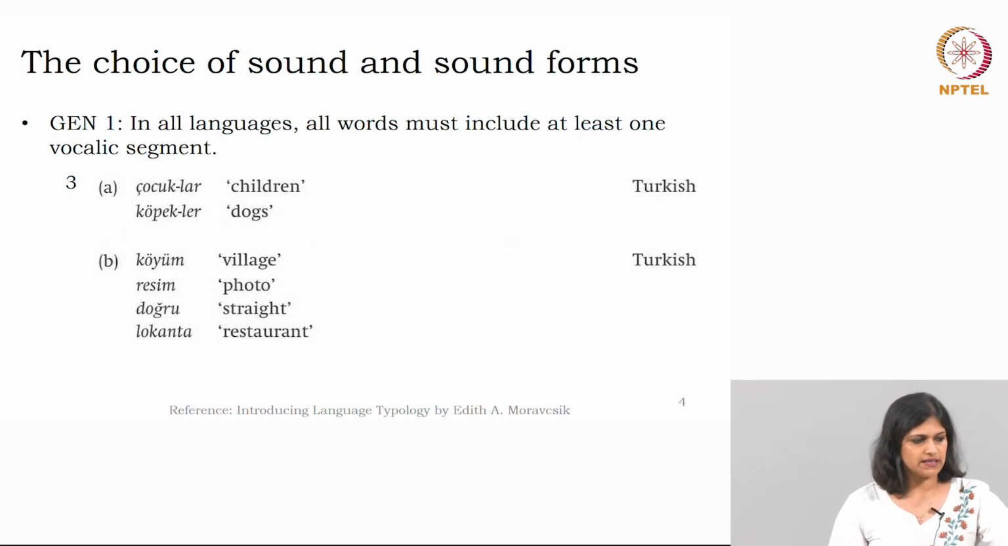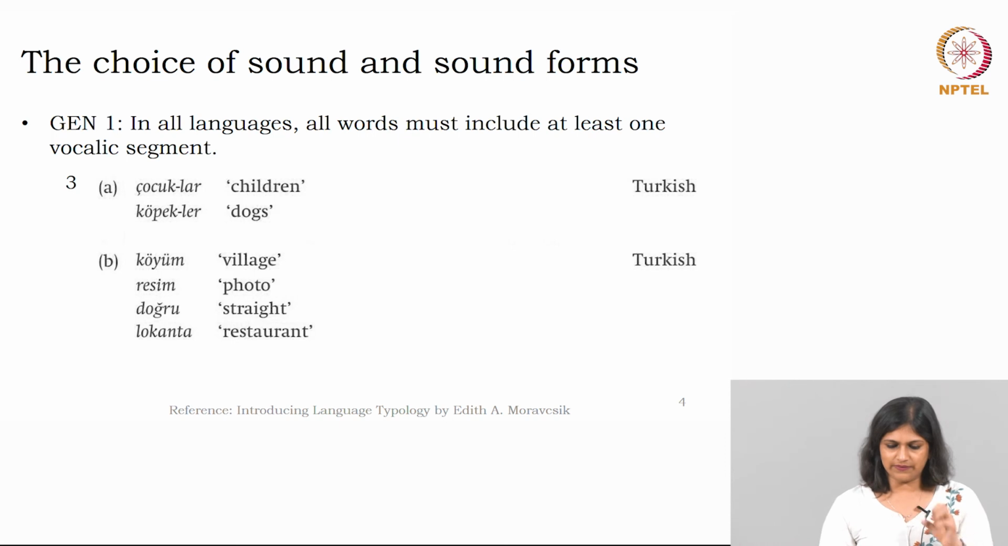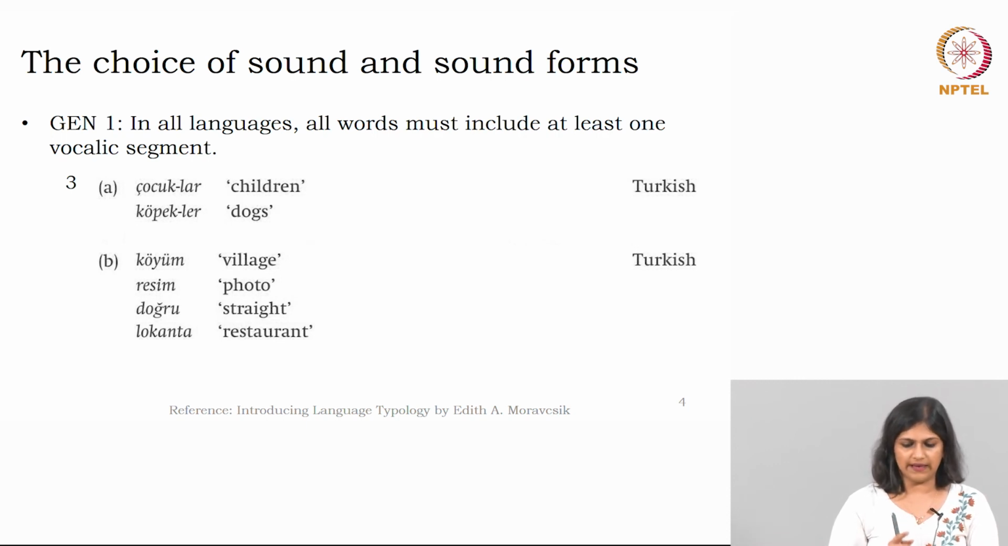In the case of Turkish, what happens? Turkish is interesting because it has allomorphs that differ in whether the vowel is at the front or back. If the vowel is at the front, that is a different kind of allomorph, and at the back, that is another kind of allomorph, and it depends on the vowel of the stem. We are not going into the morphological details here; we will rather focus on the phonological generalization, which says that all words must include at least one vocalic segment.